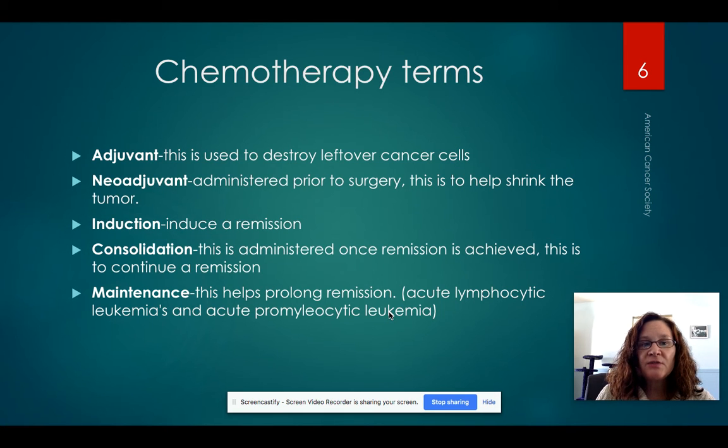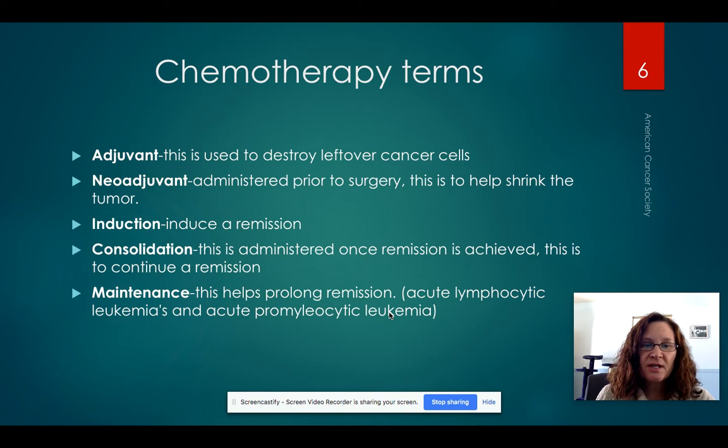Then we have neoadjuvant. This is administered prior to surgery. This helps shrink the tumor. For instance, if a patient had a large tumor size and we wanted to shrink that so there's less invasive surgery. There's induction. This is to induce a remission.